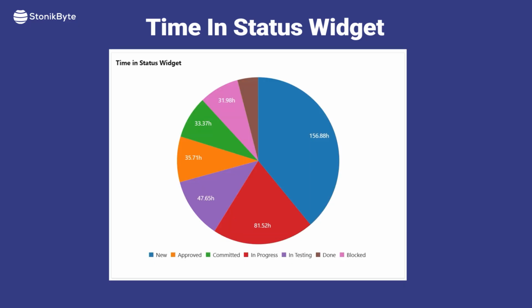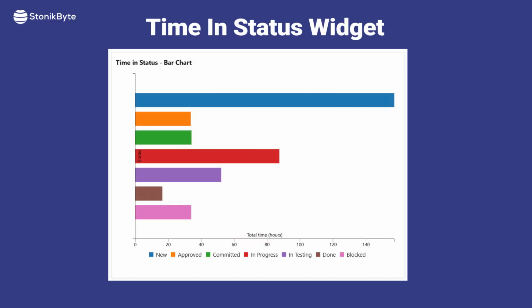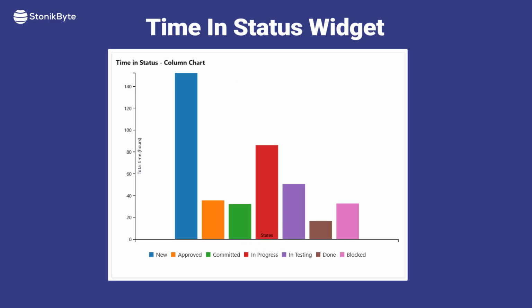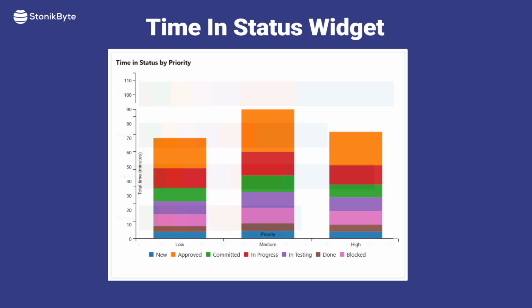This widget allows you to calculate total time, or average time. The results can be displayed in various types, as a pie chart, a bar chart, or a column chart. And the data can be grouped by different criteria, such as assignee, project, or priority.